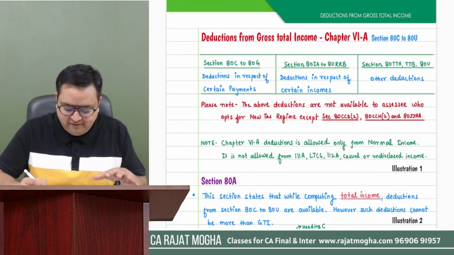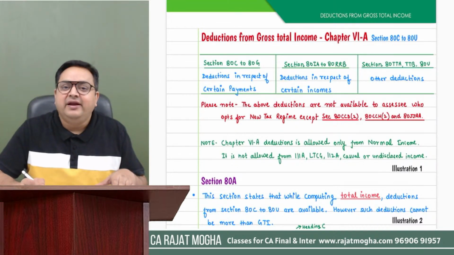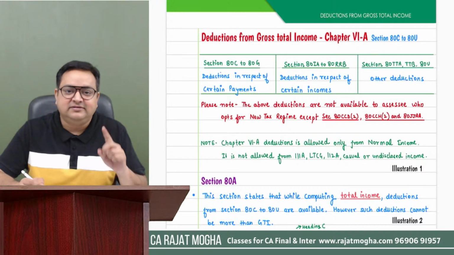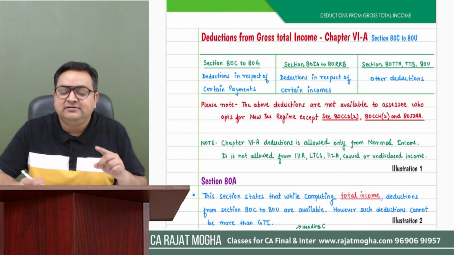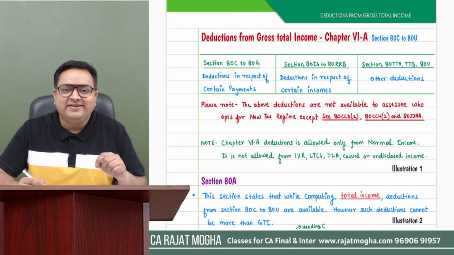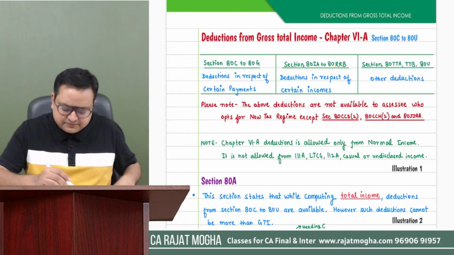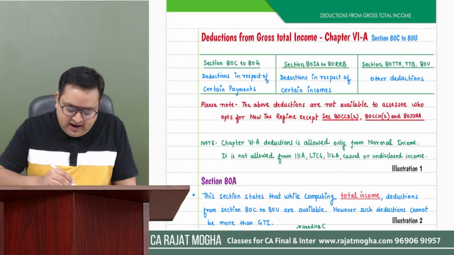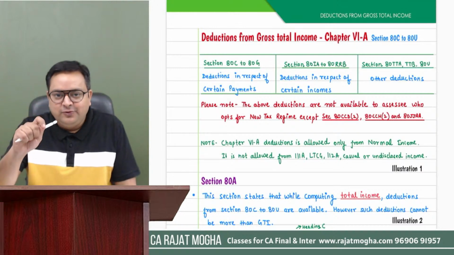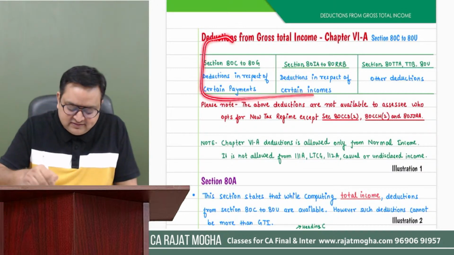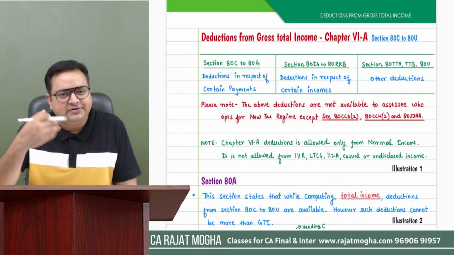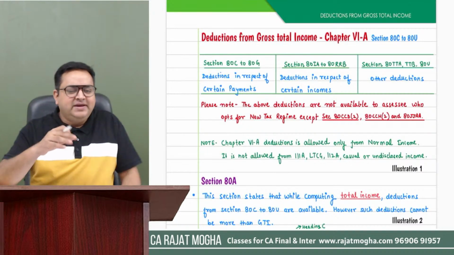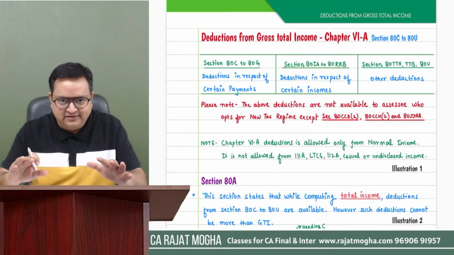I will also make you revise it. And 80U is related to if the assessee is disabled. If the assessee himself or herself is disabled, then they can claim deductions under 80U, right? So we will discuss these sections today. And I have also mentioned a note over here that if the assessee is opting for the optional tax regime, then there is no problem.